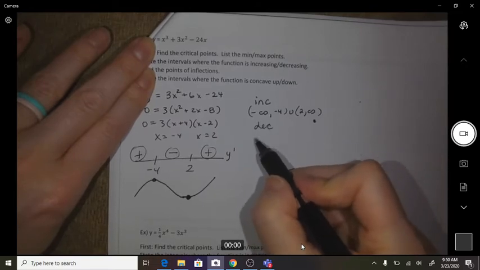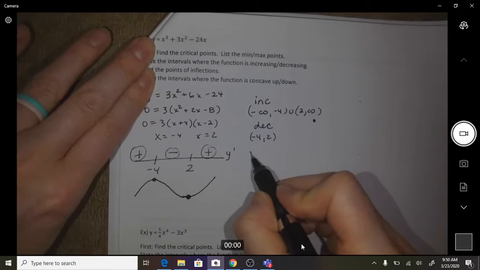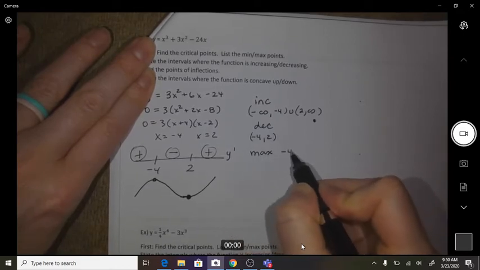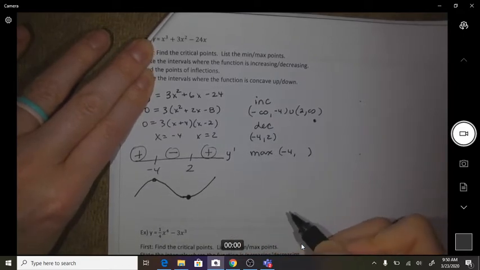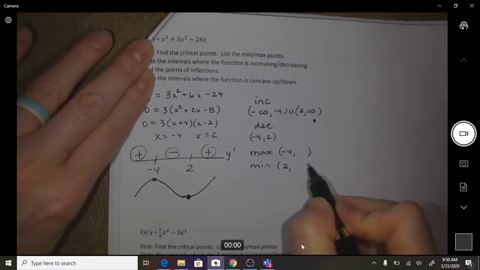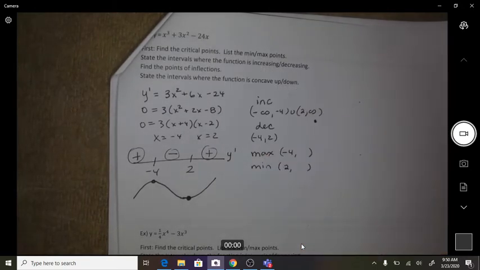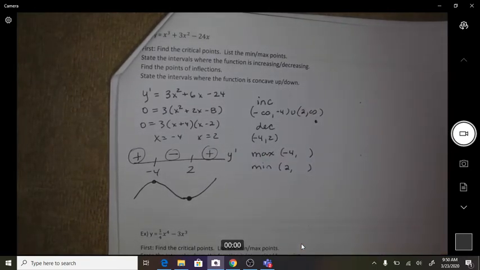We are decreasing between -4 and 2. We have a max at -4 comma something, and we have a min at 2 comma something. So now you need to plug those values in up here. While you're doing that algebraically, I'm just going to be typing this on my calculator.